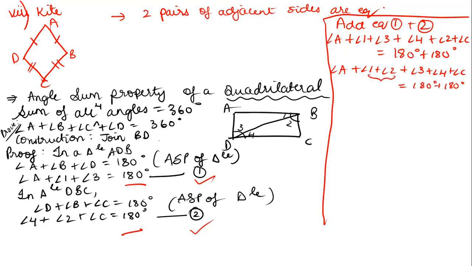Now what is angle 1 plus angle 2? Here, look at the figure. Angle 1 plus angle 2 is angle B, right? So angle A plus angle B, instead of angle 1 plus 2, plus angle 3 plus angle 4. What is angle 3 plus angle 4? This is angle D, right? So angle D plus angle C is equal to 180 plus 180, which is 360 degrees. Now let's arrange these angles in order.